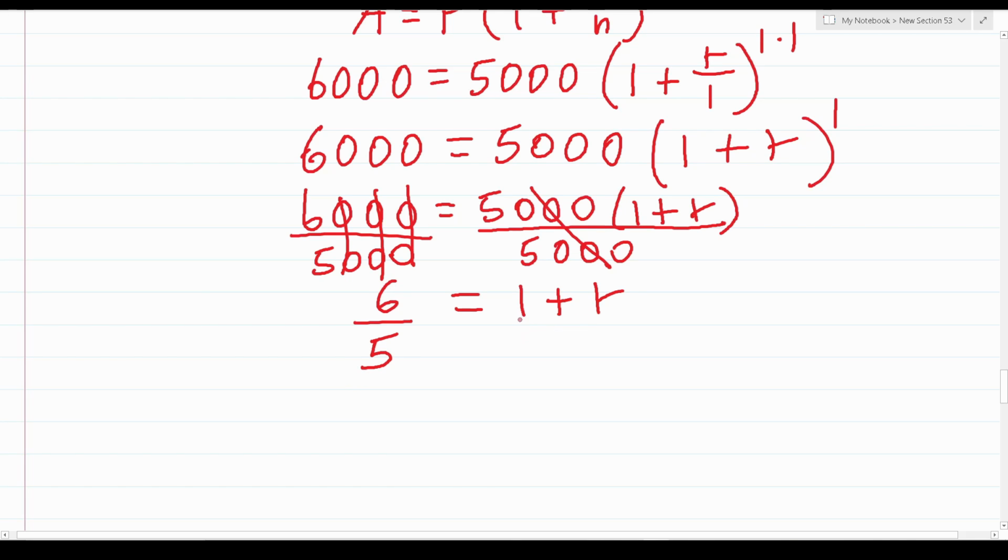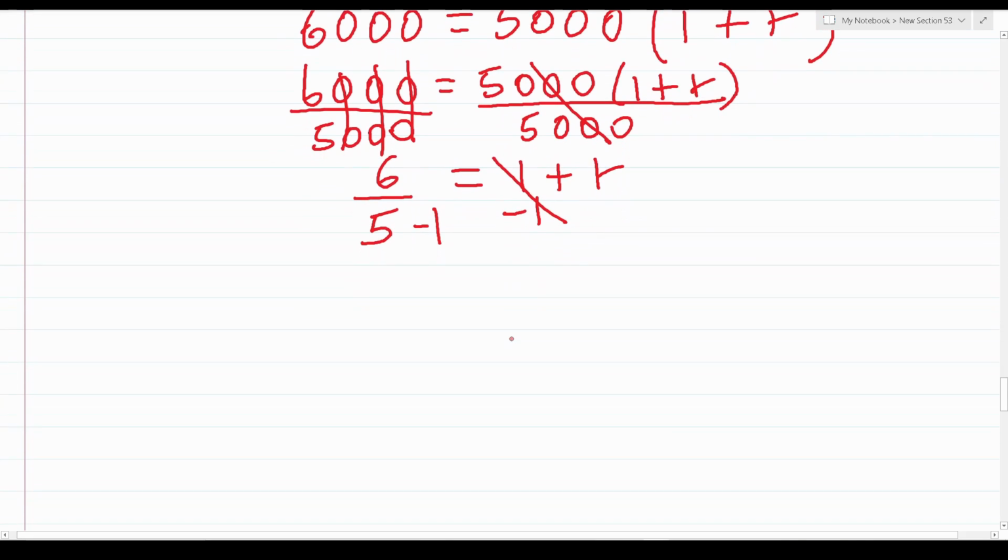So we want to move this 1 over here. So we're going to subtract both sides by 1. This crosses out, leaving you with this. R equals, not 5 over 6, 6 over 5 minus 1. Okay?